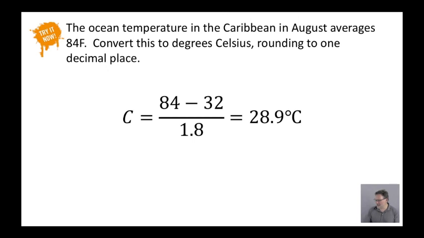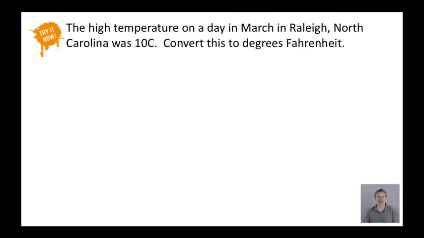The high temperature on a day in March in Raleigh, North Carolina was 10 degrees Celsius. Convert this to degrees Fahrenheit, so take some time to do that.